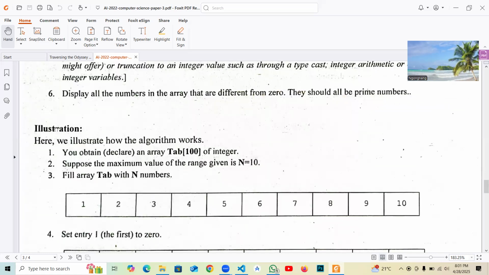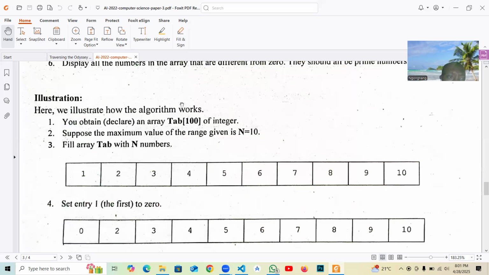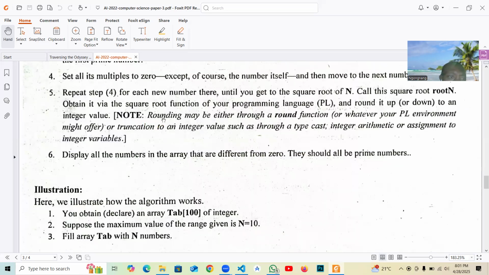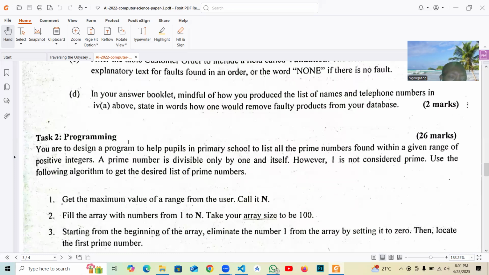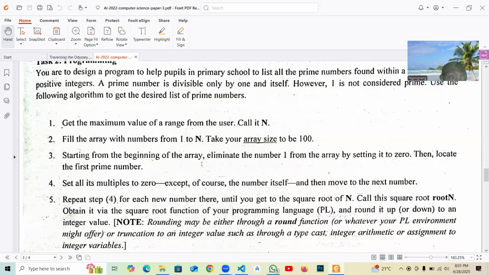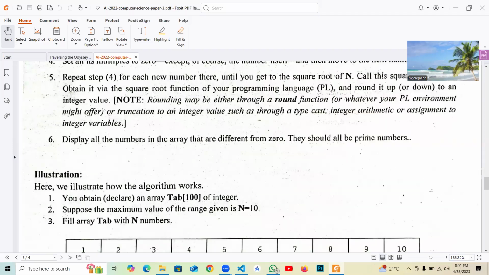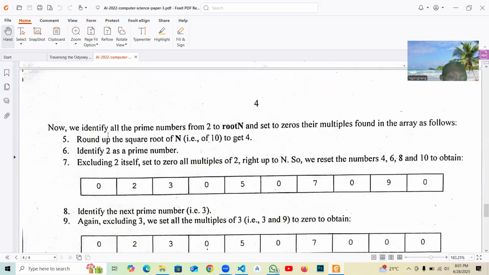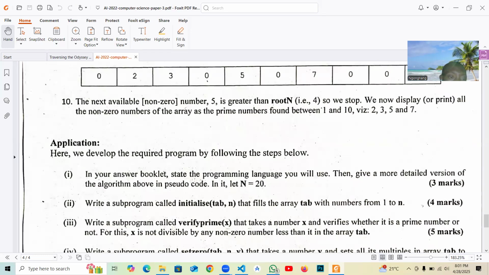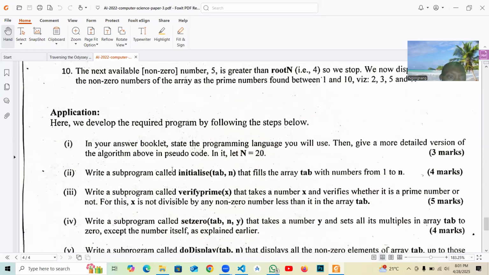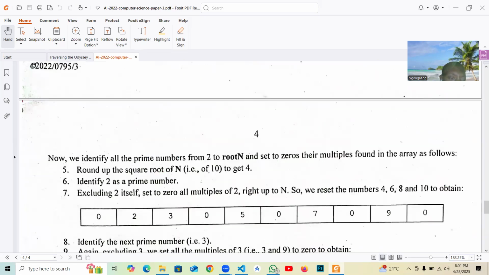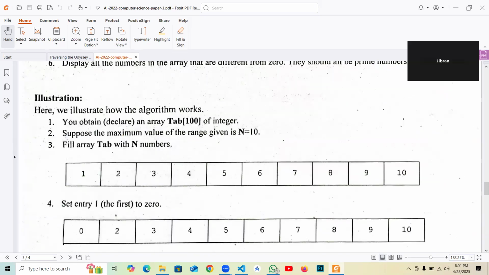Okay, illustration. So this paper was partitioned into 3 sections. The first section was talking about the programming itself, or the task itself. In the second section, they are illustrating to us to understand what the task is all about. And then the third section was actually the application of what this task is going to do. So here, we illustrate how the algorithm works. How is this algorithm going to work?